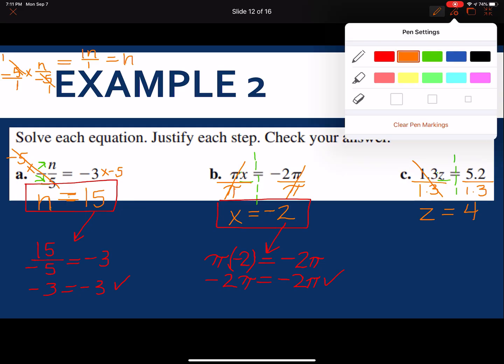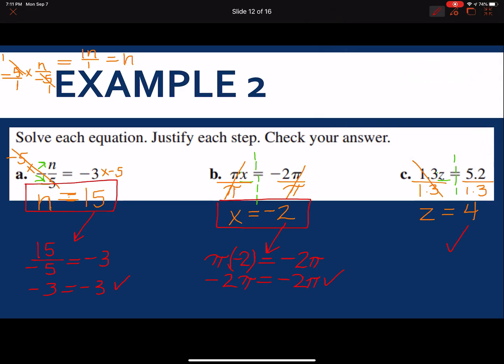Now, if we want to check that, we're going to go back to our original equation where we have 1 3/10 times z, which we determined was 4. And we're going to see if that's equivalent to 5 2/10. So put that into your calculator, and we can verify that 5 2/10 is, yes, equal to 5 2/10. So z equals 4 is my solution. And these are examples using the multiplication and division property of equality.